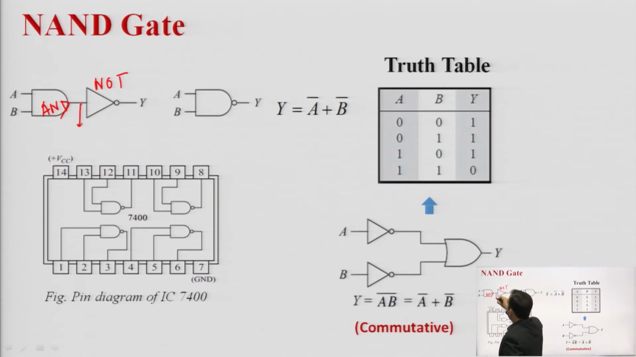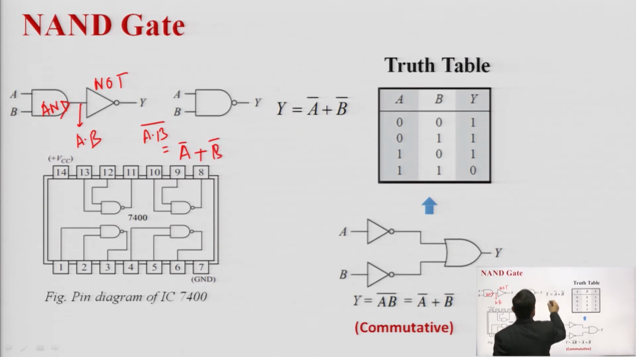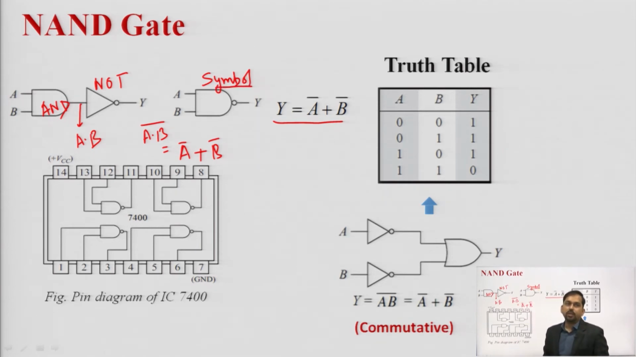So what is the output at this particular end? A dot B, and here it will be A dot B bar in the inverter. We will see what De Morgan's law in Boolean is, but here we can say that this is equivalent to A bar, and this dot is basically converted to OR, B bar, something like this. And this is a symbolic representation for NAND gate.